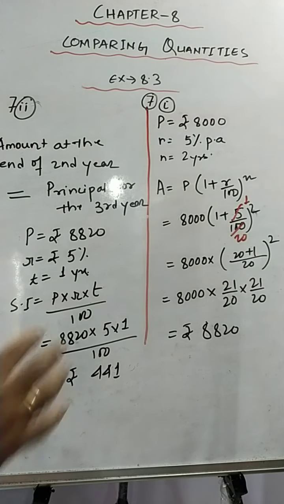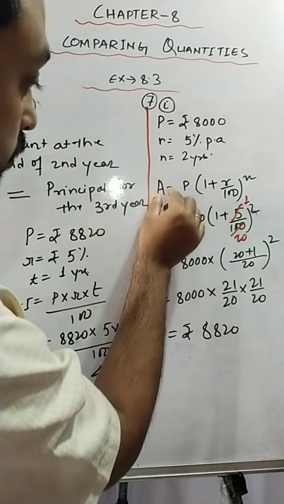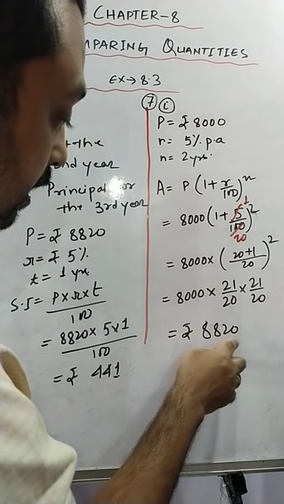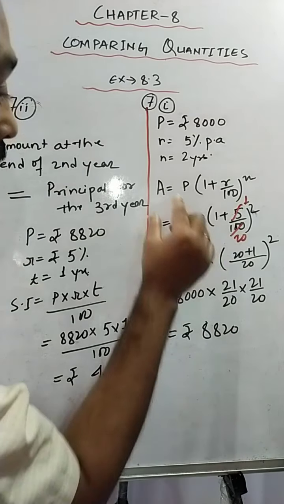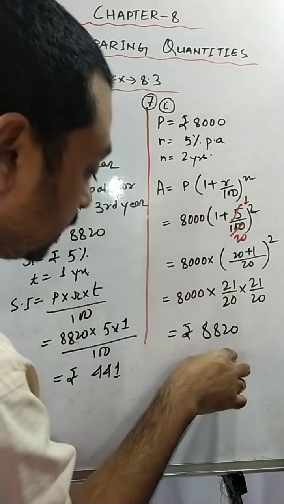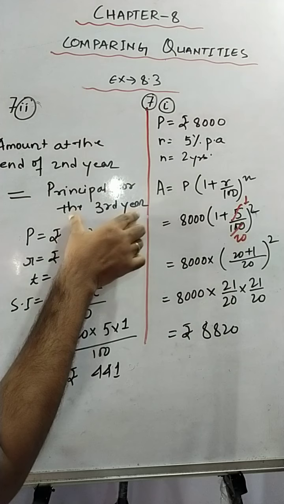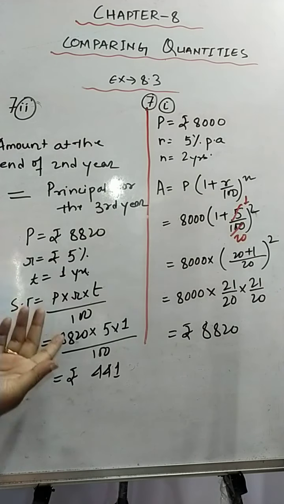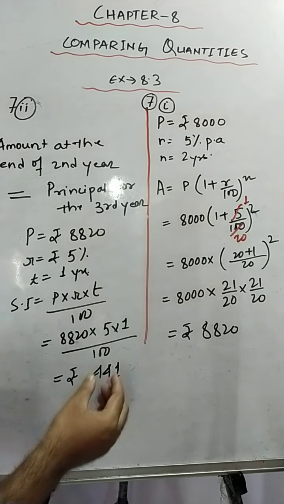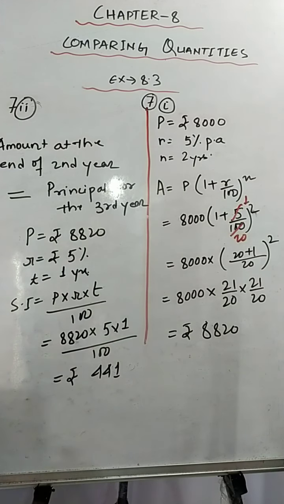Fine. So we have answered 2 questions. That is, what will be the amount at the end of the second year? That is 8,820. And we have also discussed that whatever the amount at the end of the second year, that will be the principal for the third year. And then we have calculated the simple interest, or you can just say interest for the third year. That would be 441. Okay.